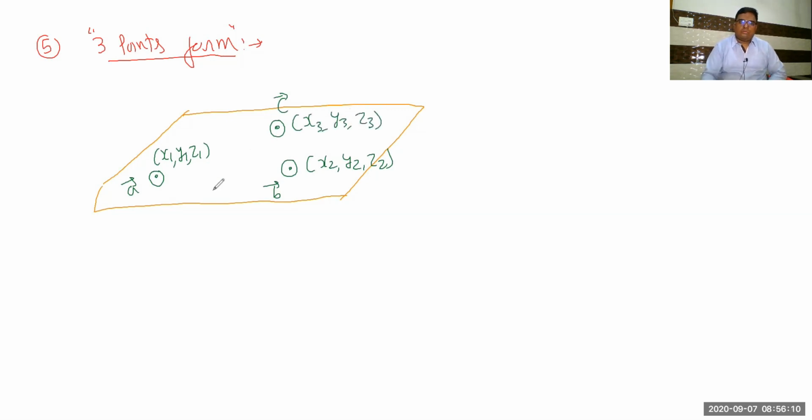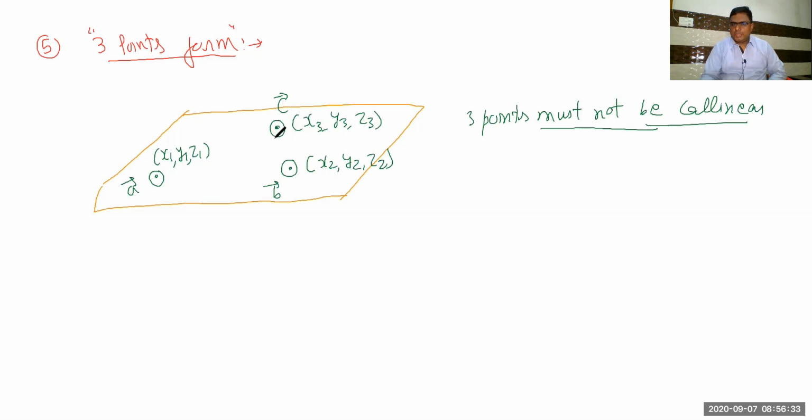So you have a plane on which there are three points, and these three points must not be collinear. Must not be collinear means if these three points become collinear, in that case you will not be able to find out the equation of plane. You can find out the equation of plane with the help of three points only when the three points are non-collinear.